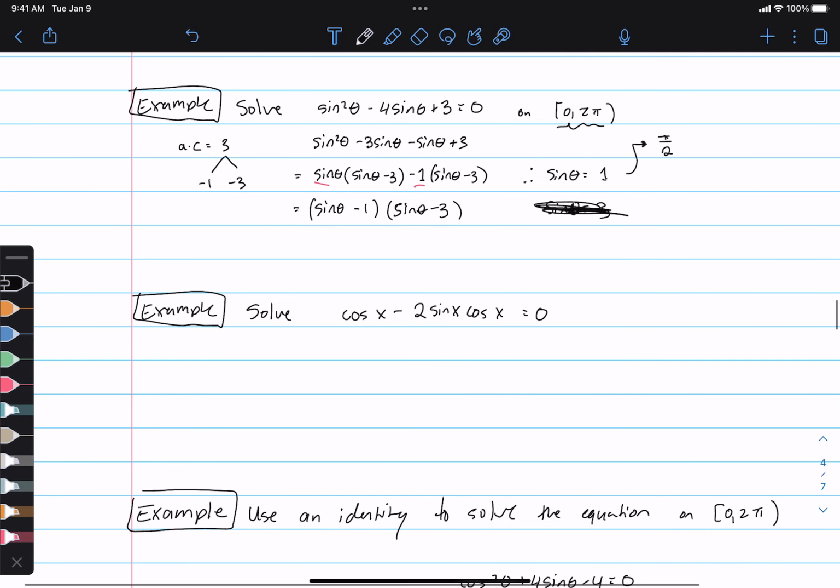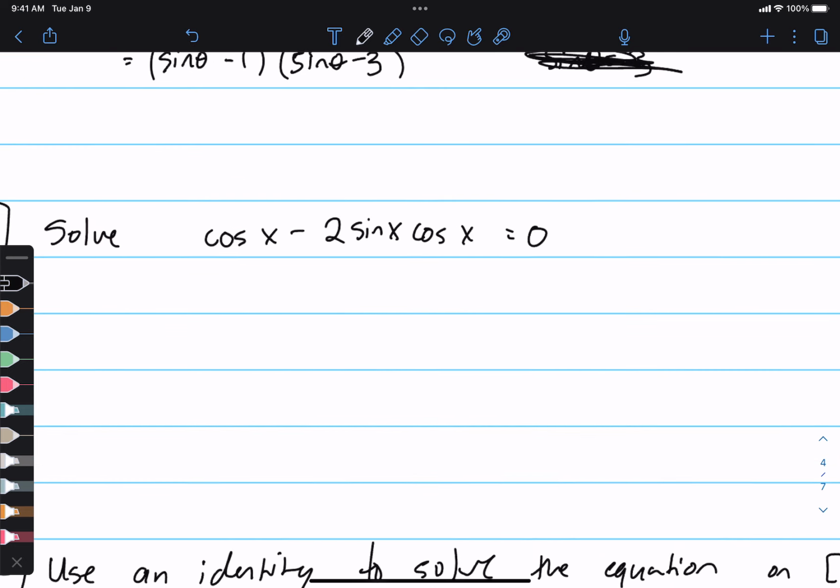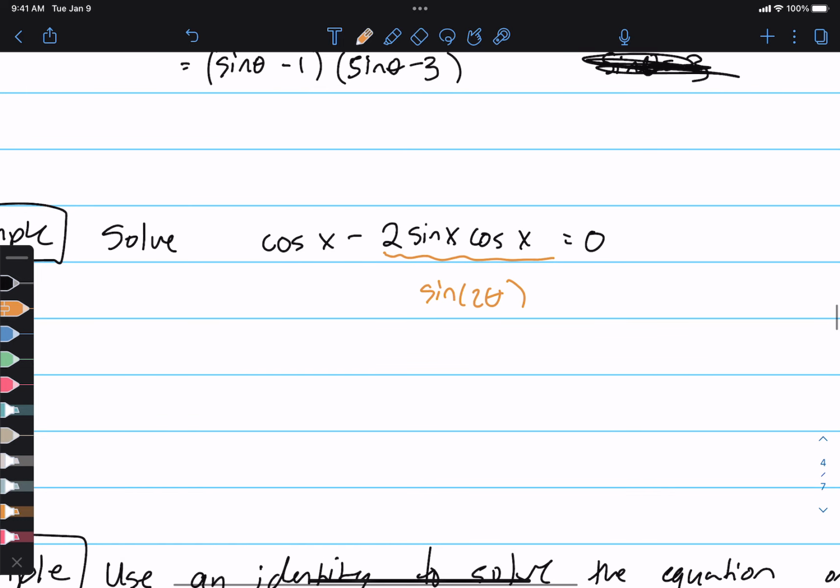So our next example, we're going to solve cosine of x minus 2 sine of x cosine of x equals 0. You might be seeing this and your brain might be going, oh, I know this identity. This is sine of 2 theta, right? But that would be a mistake, because that's not really going to help us at this point.